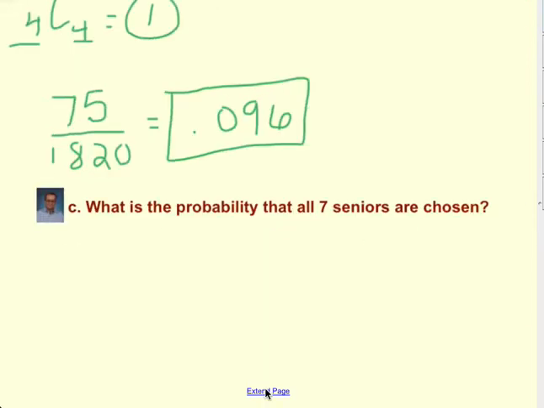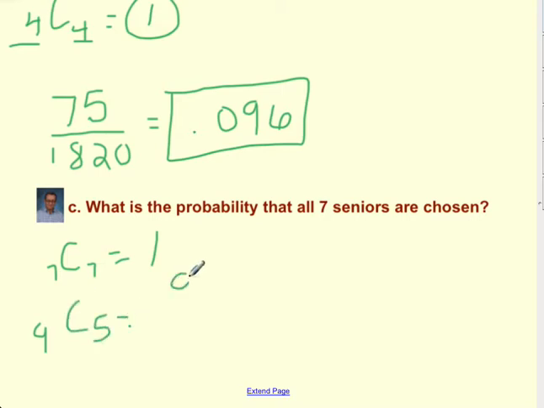So next it says, what is the probability that all 7 seniors are chosen? So if we're picking 12 students, we want to find the probability that all of the seniors are selected. So first of all, the number of ways we choose all 7 seniors is 7 choose 7. So that's 1 way. Well, when we take out the seniors, between the juniors and sophomores, we have 5 plus 4. We're going to have 9 students. So if we choose 7 and we need to choose a total of 12, there's still 5 students that we need. Between the juniors and sophomores, there's 9 students, and we need to choose 5 of them.